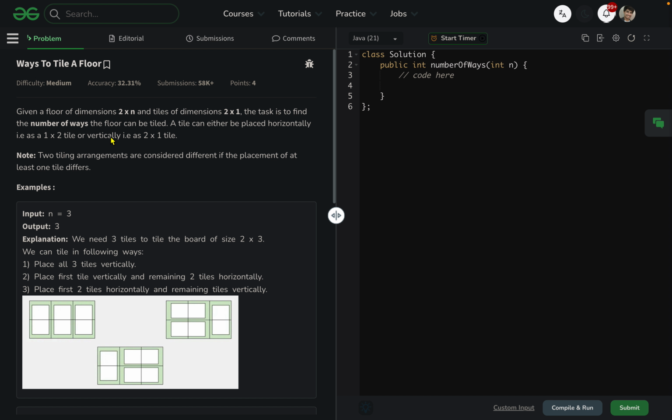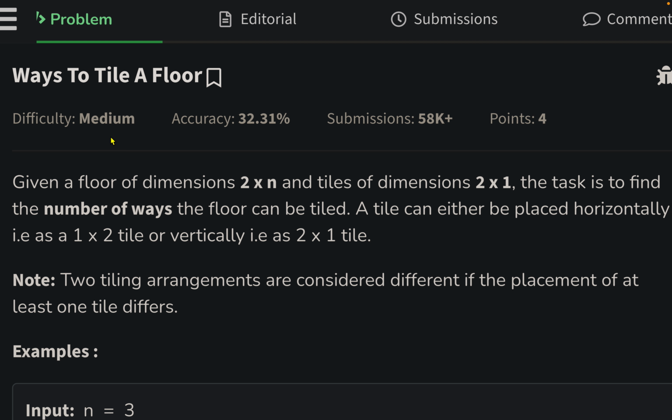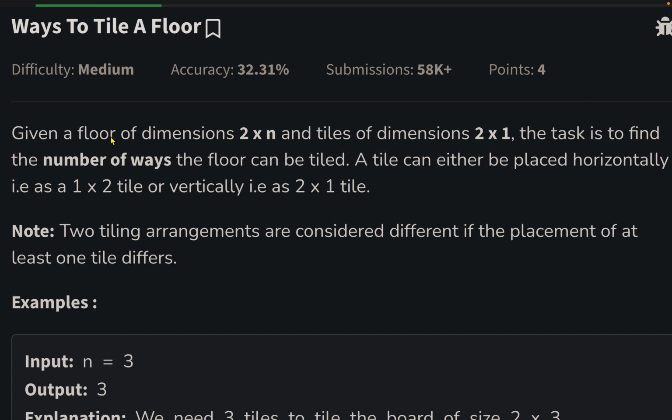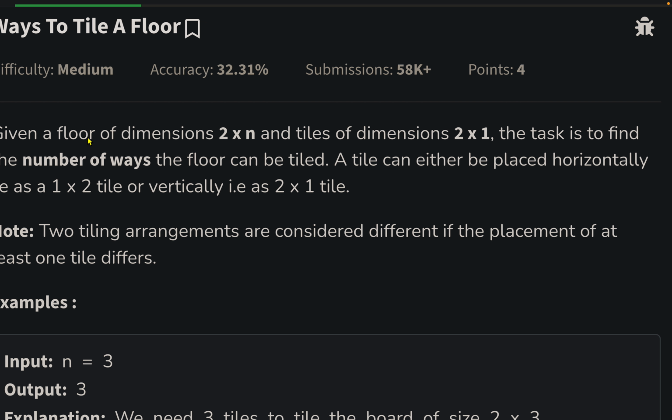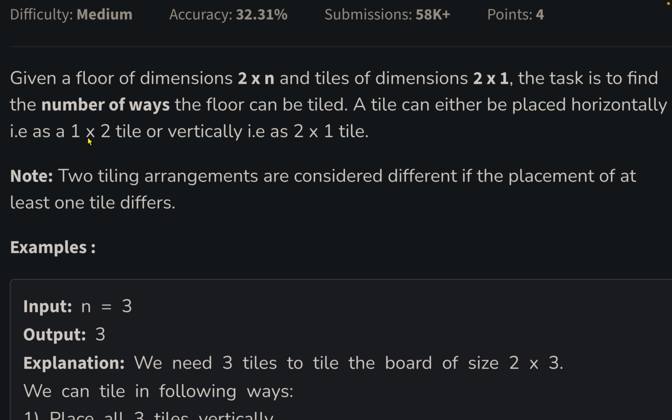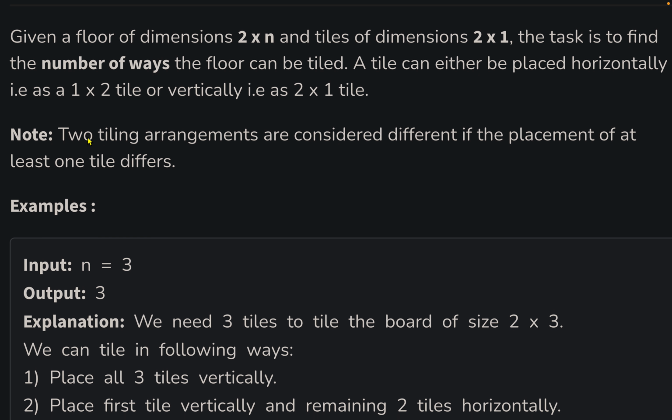So hello everyone, and today we'll be seeing one of the problems from GeeksforGeeks. It says "Tiling a floor". The problem is quite interesting and it is intended to scratch your brains for a while.